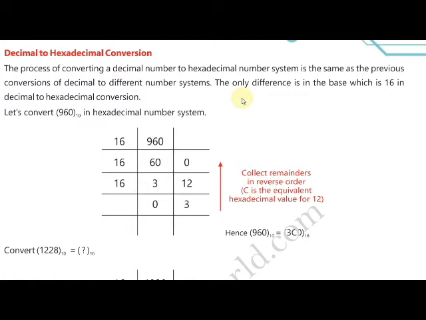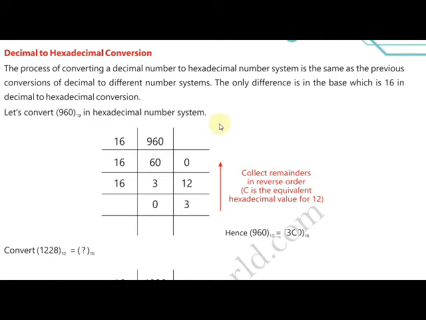Instead of those digits, alphabets are used. The first 6 alphabets are used: A, B, C, D, E, F, till F. That means this numbering system is a combination of numbers and alphabets. It is an alphanumeric number system.